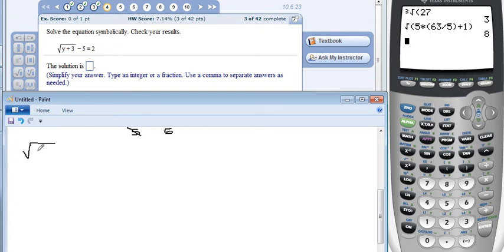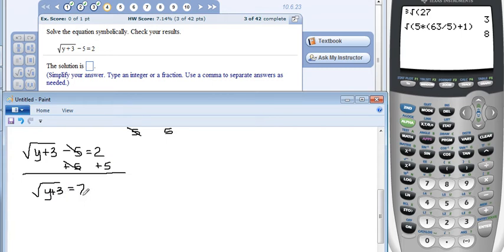So we have the square root of y plus 3, minus 5, is equal to 2. Well, I don't want to square both sides because I've got a radical minus something. So I'm going to try to clean it up first before I ever square. On this side I have the square root of y plus 3 is equal to 7. Now it's nice and neat. I've got just the radical on this side and everything else on that side. So now I can square and square.